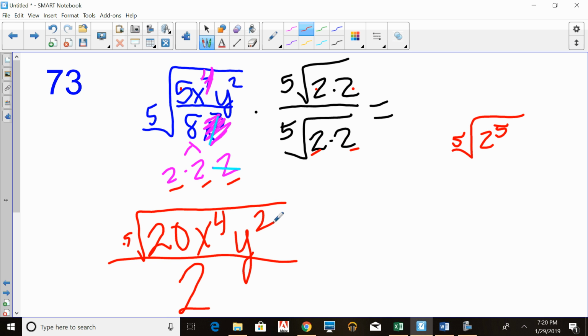Yes, 20 divides down to 5 times 2 times 2, but since it is fifth root, there's not 5 of something that you can get rid of and move to the outside. And you can't divide the 20 and the 2 because the 20 is underneath the root, the 2 is not.